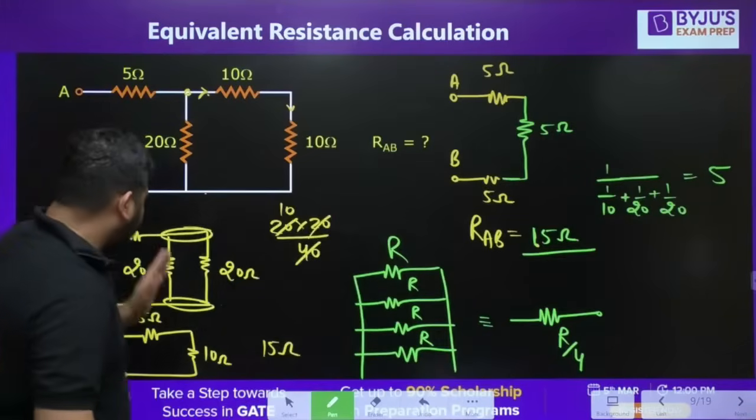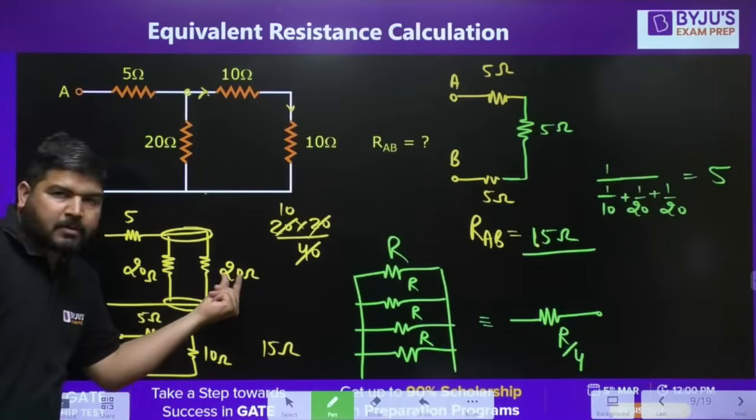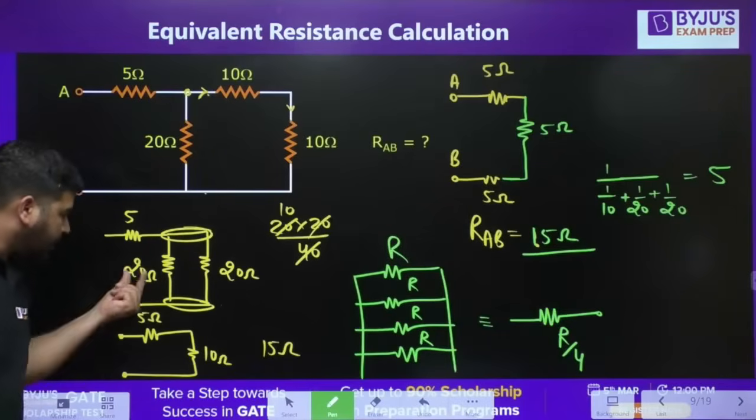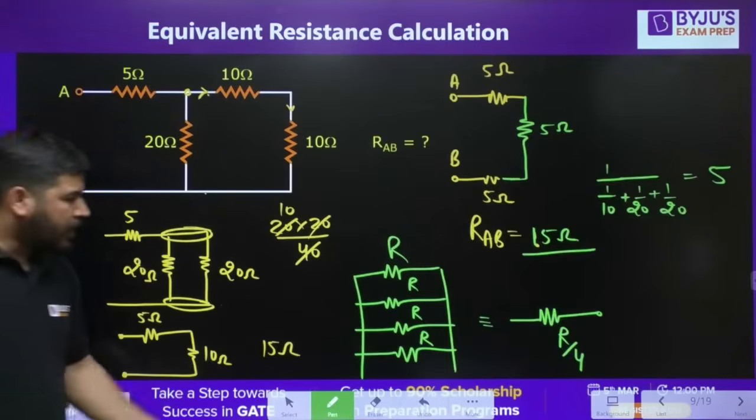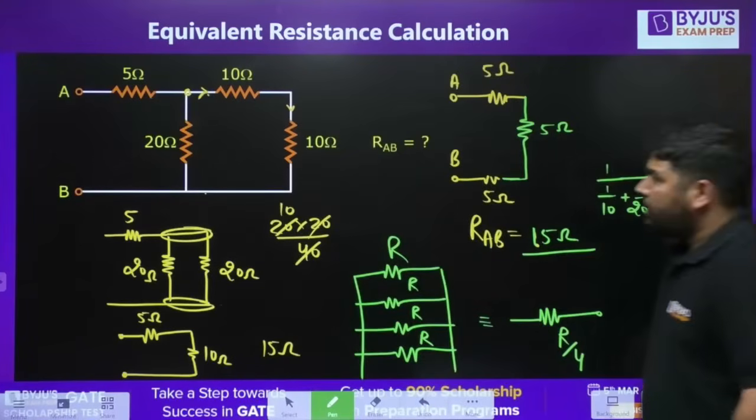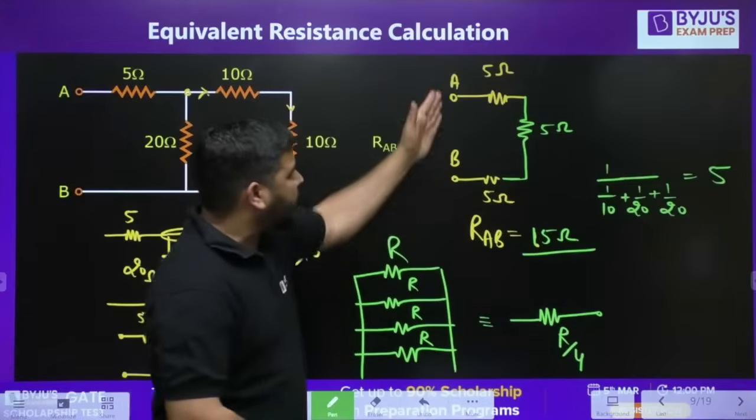Let's say this 20 and 20, they are equal. So the equivalent value of these two resistances will be the resistance itself divided by the number. Number is 2. So 20 by 2 is 10. So you can write it directly like this. I hope it is clear. This way you can take the parallel and series, and you can calculate the equivalent resistance.